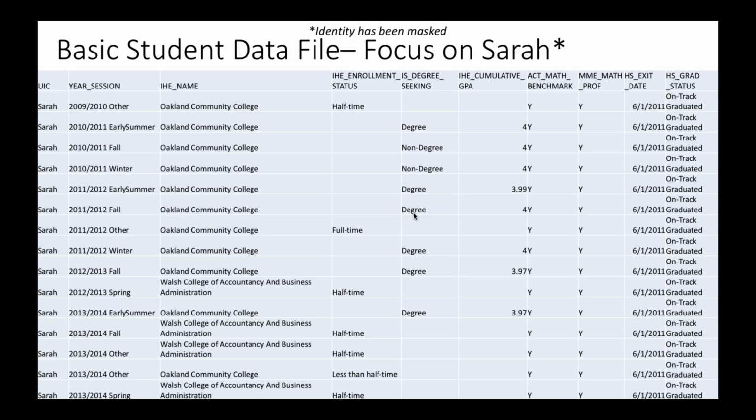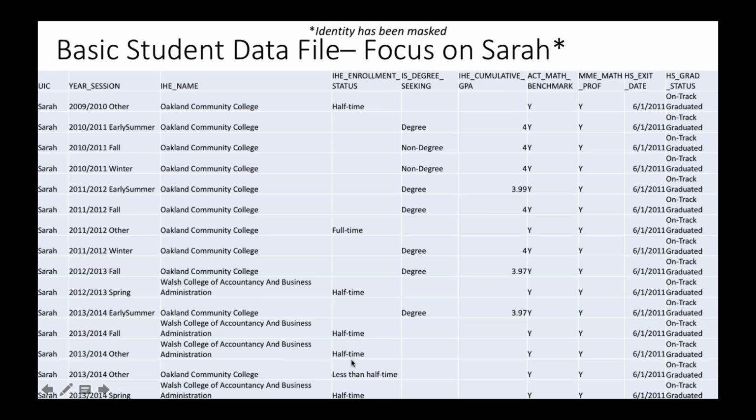Okay, so that's Sarah. So we kind of know what Sarah's post-secondary pathway is looking like. 2 colleges, solid. She's getting really great grades. She's good at math. This is what we know about Sarah. Let's jump to the course file for Sarah.